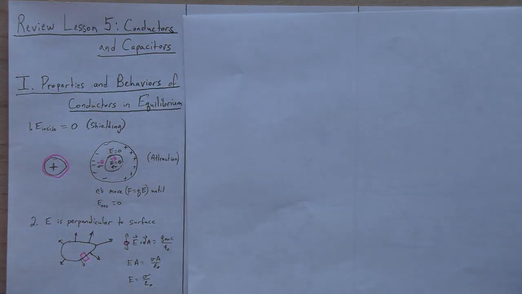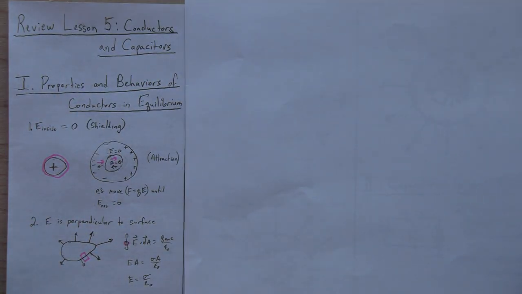Alright, so we're going to begin, as I just mentioned, with the properties and behaviors of conductors in equilibrium. Now, I just want to emphasize the equilibrium part. We're going to see certain facts, like, for example, that the electric field inside of a conductor is zero. That is only true in static equilibrium.